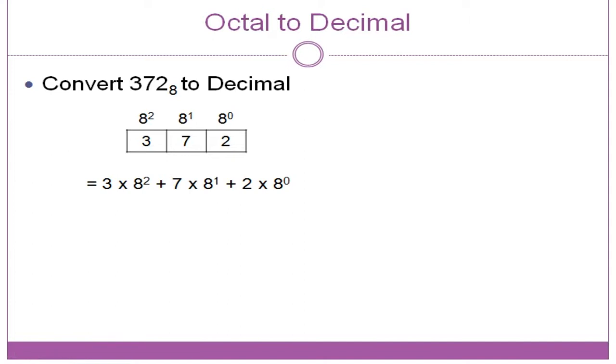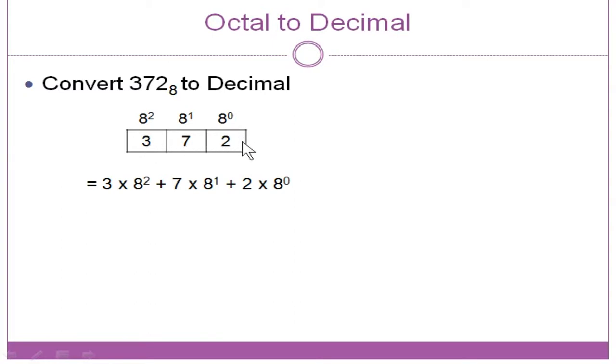So the reverse process. In binary to decimal, what we did is we were multiplying with the weightage of 2. Here you are going to multiply the position value with the weightage 8. Now you got an example, convert 372 base 8 to decimal. So here you got an octal number. You are going to convert it into a decimal value. Now you are going to write 372.